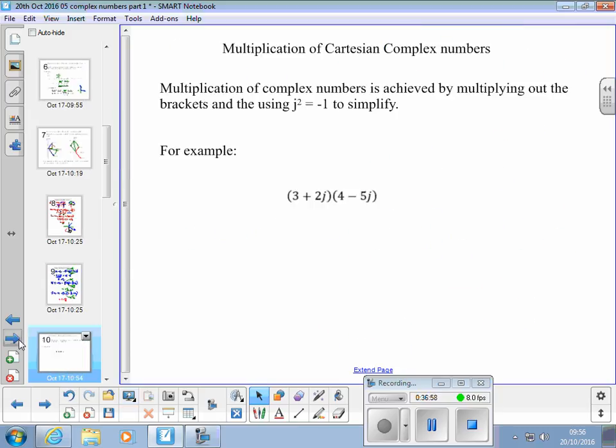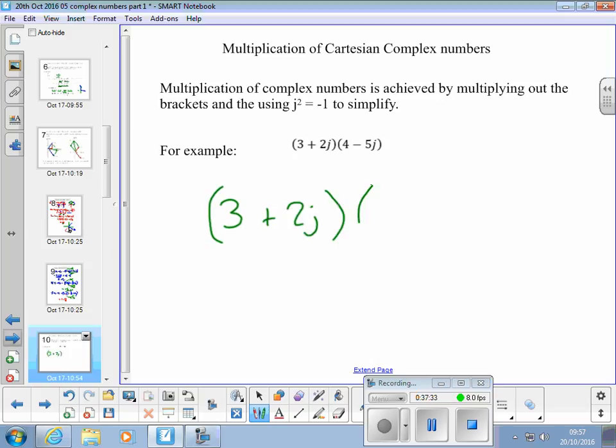So, multiplication of Cartesian complex numbers. Multiplication is achieved by multiplying out the brackets and using the fact that j squared is equal to minus 1 to simplify. I'm going to go through this one as an example, so I'll write it out a little bit bigger. We've got 3 plus 2j, and we're going to multiply that by 4 minus 5j.